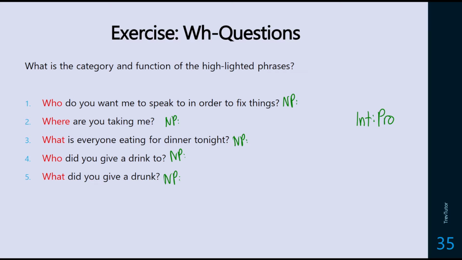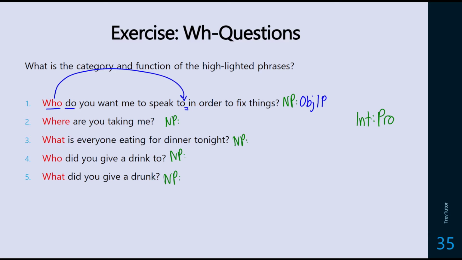So who do you want me to speak to in order to fix things? We see who do. So I see a who word and an auxiliary, so this means there's been movement. So we need to think about the original sentence. So you want me to speak to someone. That's where it originally came, which means that this who word is an object of a preposition originally. You wanted me to speak to someone in order to fix things. To someone, object of preposition.